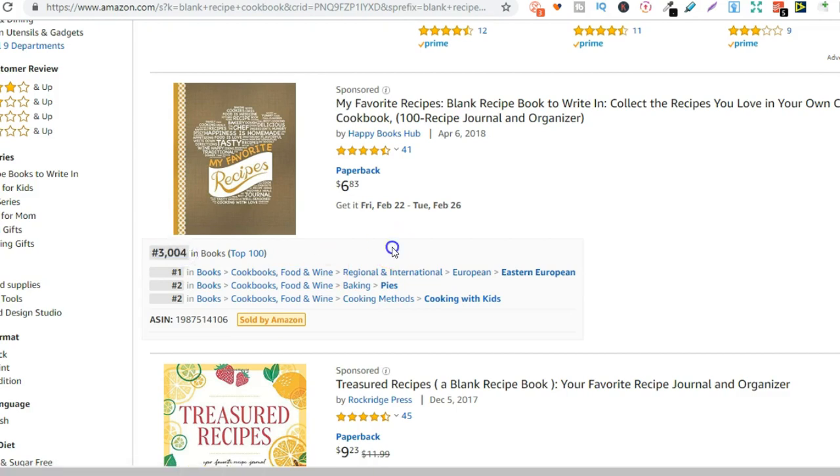So with a BSR, this tells you where you're ranked in the books on Amazon. In this case, this has a BSR of 3004. Now, the higher this number, the fewer books you're selling. The lower the number, the more books you're selling. So this is ranked at around 3000, so they're going to be making a lot of sales with this.